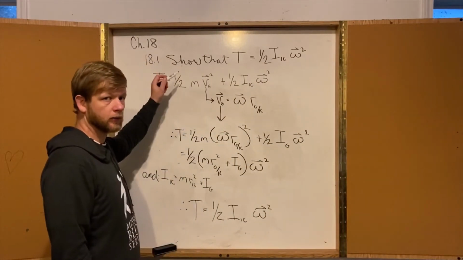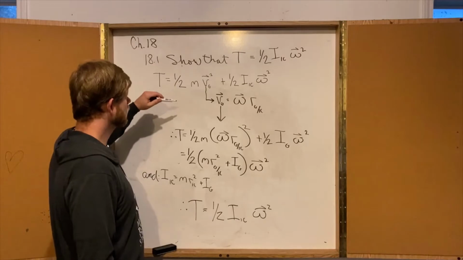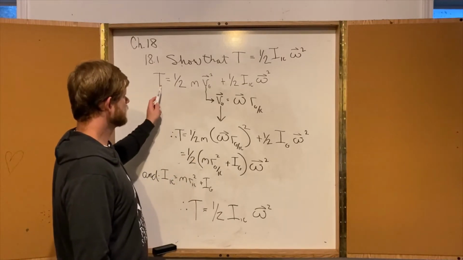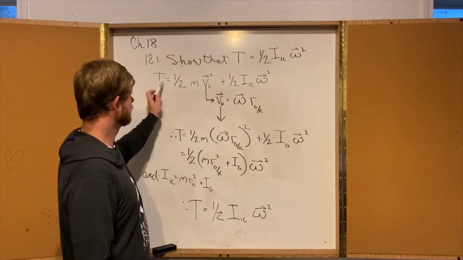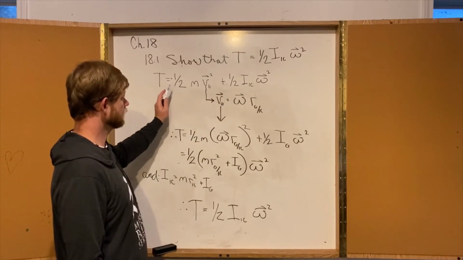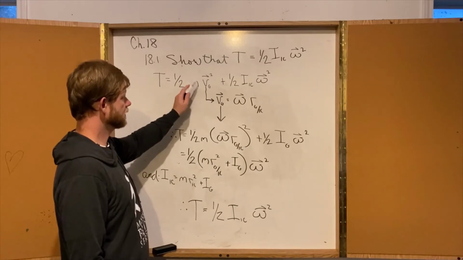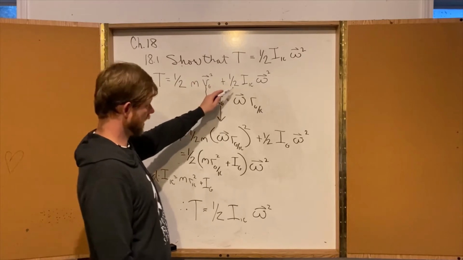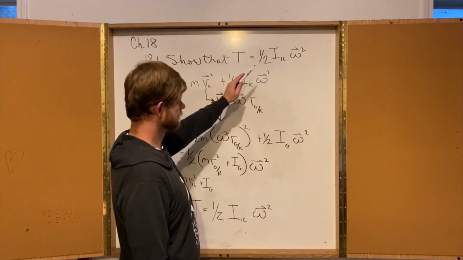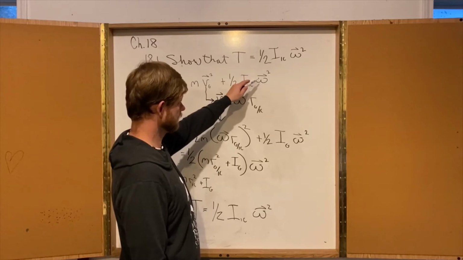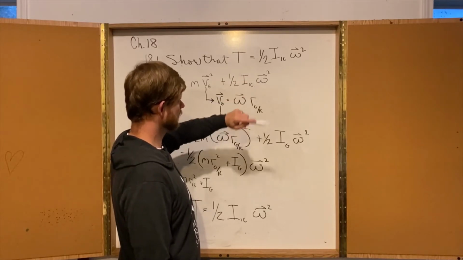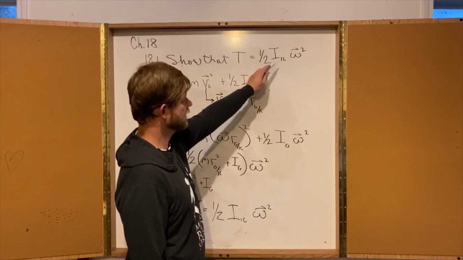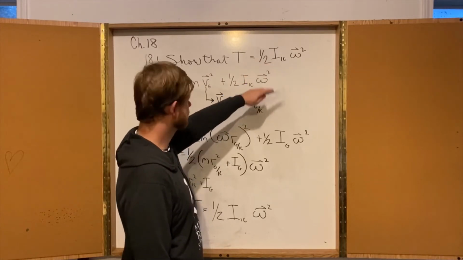And so we're going to work problem 18.1. Problem 18.1 basically asks us to show that the kinetic energy, T equals 1/2 the mass times the velocity about G squared plus 1/2 the moment of inertia about G times the angular velocity squared, equals 1/2 the moment of inertia about C times the angular velocity squared.